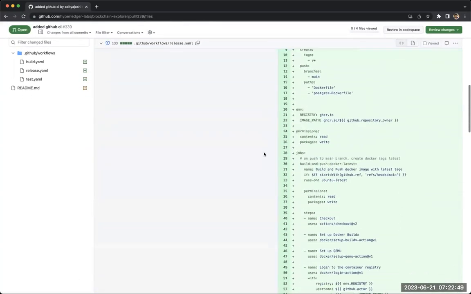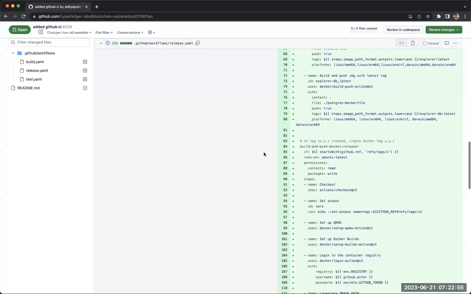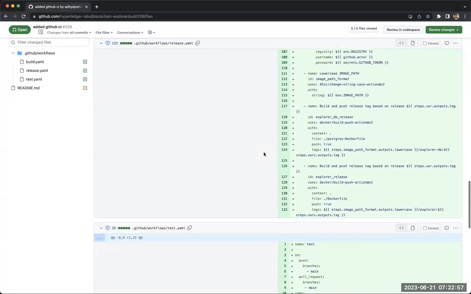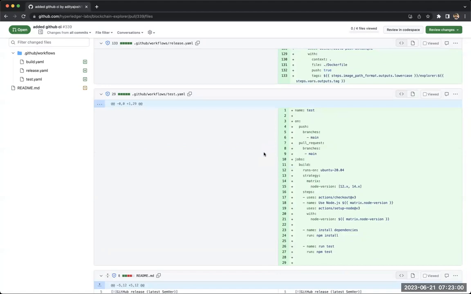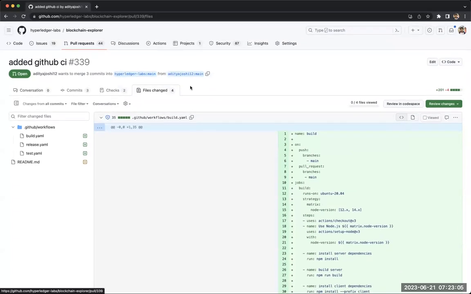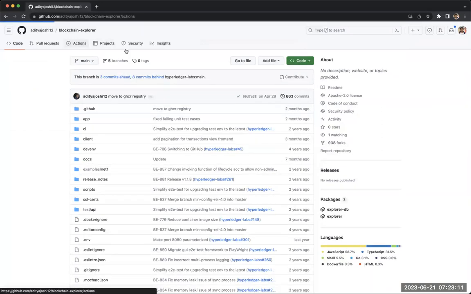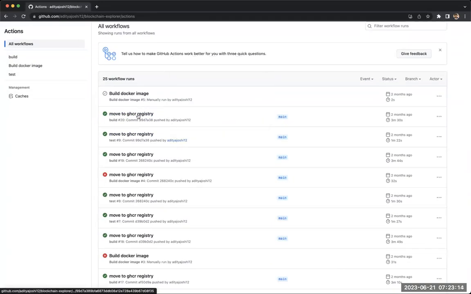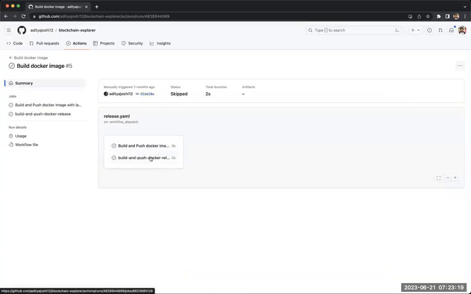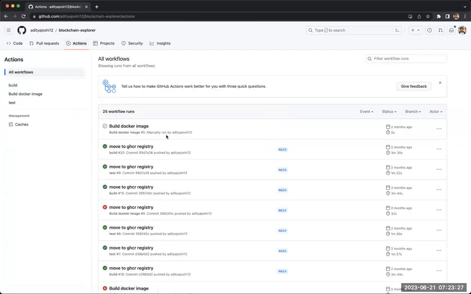Let me check this. Give me 1 minute, I will check on it. Okay. It's failing on something. This one moved to the GHCR registry, is there, right?